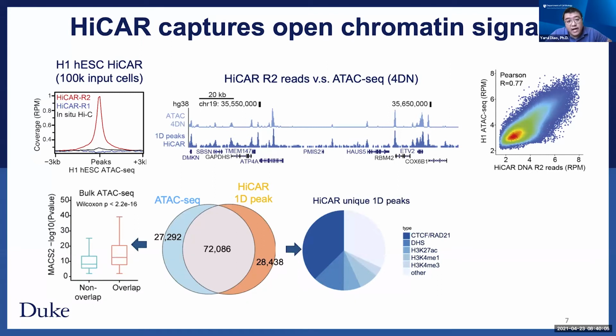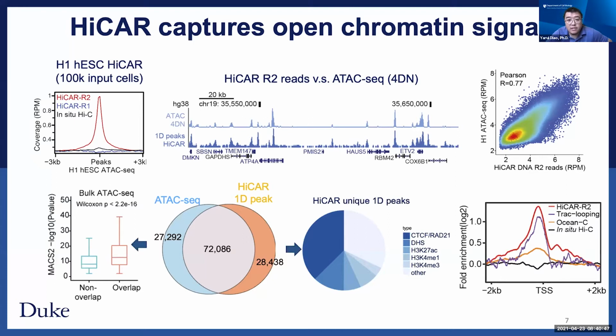And indeed, we see some HiCAR unique peaks. We also see some ATAC unique peaks. But when we further characterize these unique peaks, we found that about two thirds of the HiCAR unique peaks can be explained by signals such as CTCF, cohesin binding, DHS, or histone H3K27 acetylation, H3K4 mono-, and K4 trimethylation. And in the meantime, we noticed that the ATAC unique peaks tend to be less confident peaks because their p-value is less significant. So from these results, we are confident that HiCAR can faithfully capture the open chromatin region in a cell.